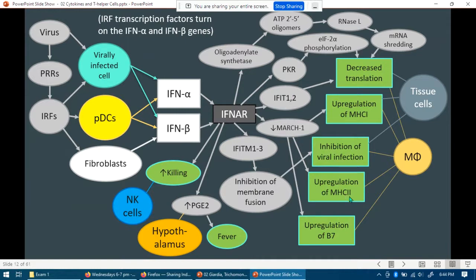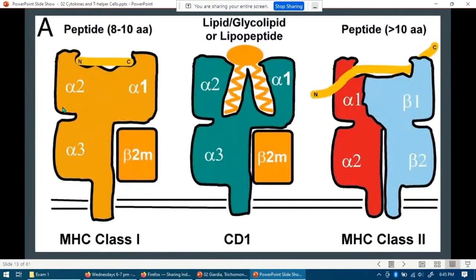So that can actually save them from even being infected. It leads to the upregulation of MHC2 and B7 on antigen-presenting cells. Interferons also result in fever and increased natural killer cell killing. Okay, so this is just a way for me to show everything that happens. And finally, you get to see the revealed structure of some of the antigen presentation molecules that I've been talking about. So we're going to move into the topic of T helper cells now.